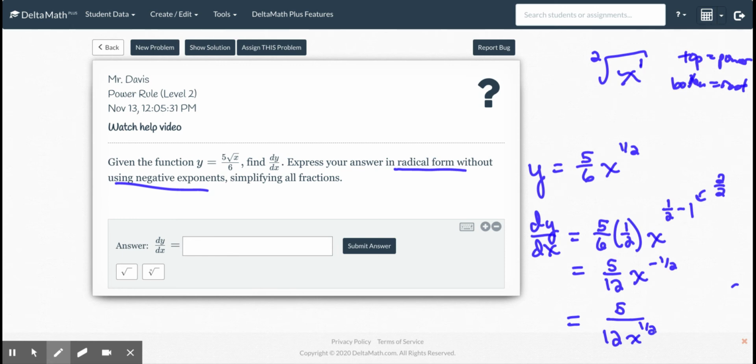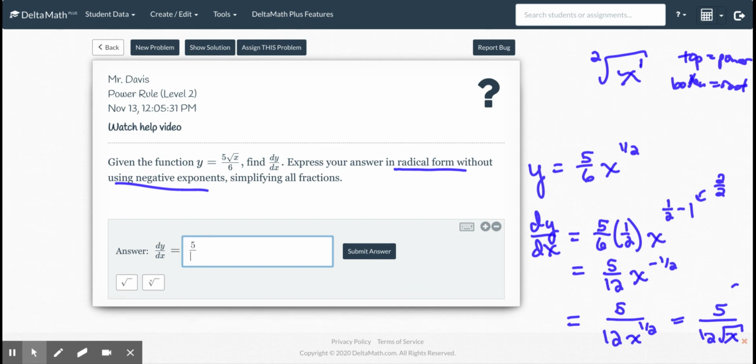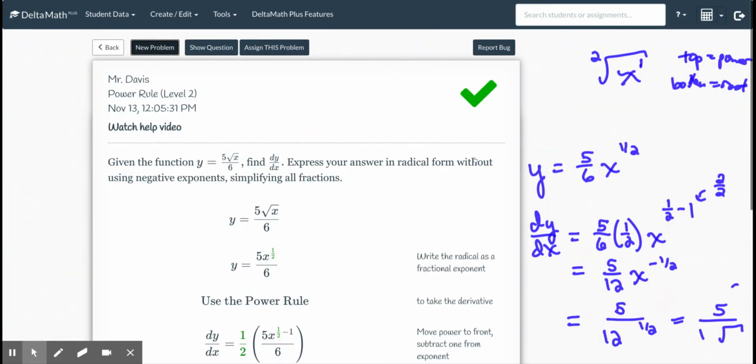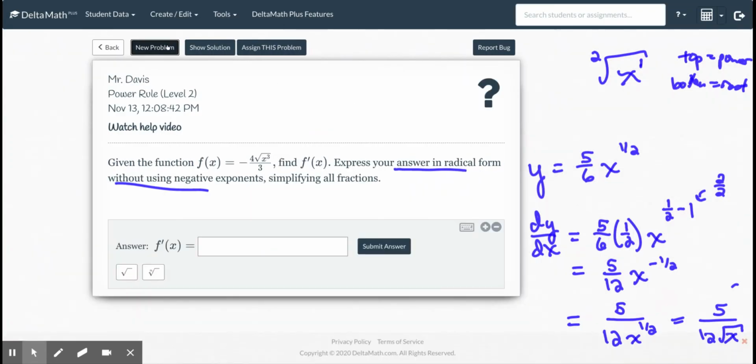And then we need to transfer that 1/2 to a root, and that would be the square root. So it's 5/12 square root of x. And that is how we need to type it in to our answer here. Make sure you write it in that form. You'd hate to do the problem and then not get credit for it because you didn't type it in correctly.